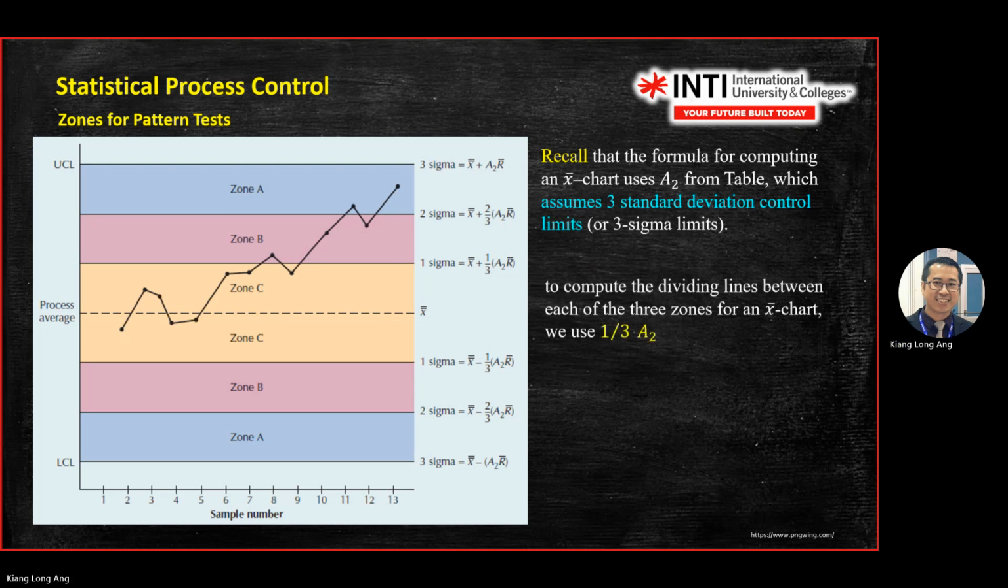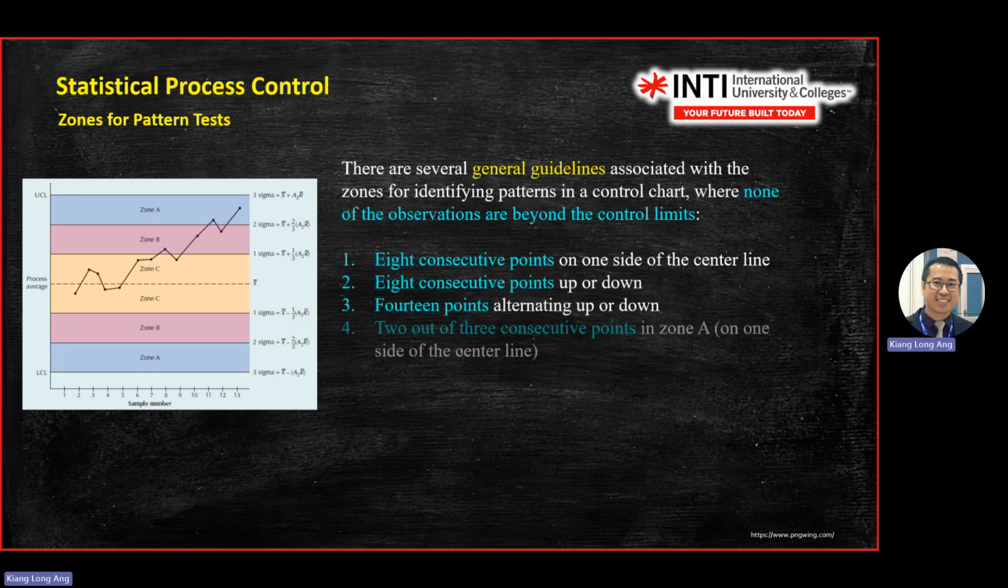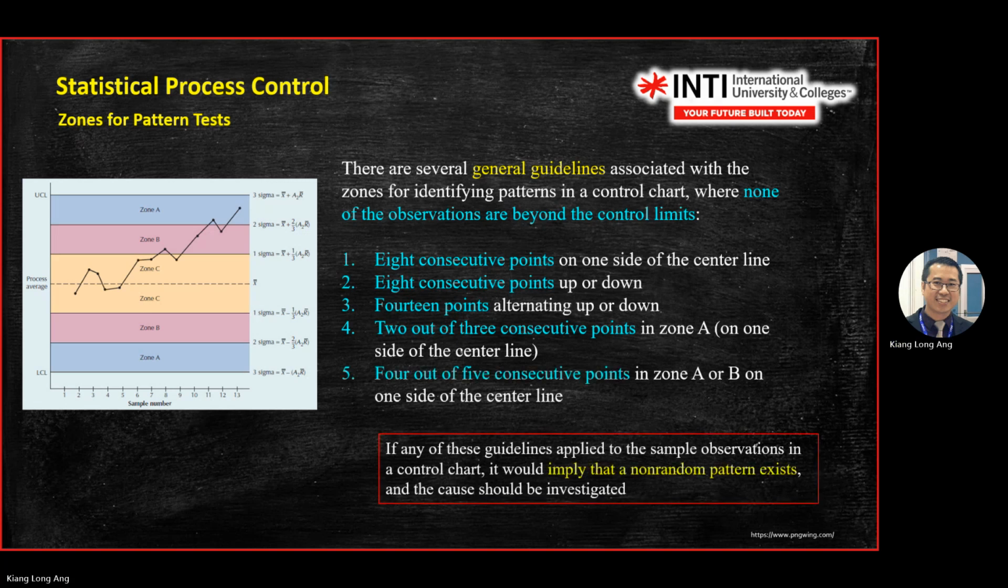Okay, so this is just a recall, 3 sigma and so on. So this is some checkpoint for you to observe, a general guideline to observe what happened to the pattern. You want to identify the patterns in a control chart when none of the observations is beyond the control limit. So there are 5 here.